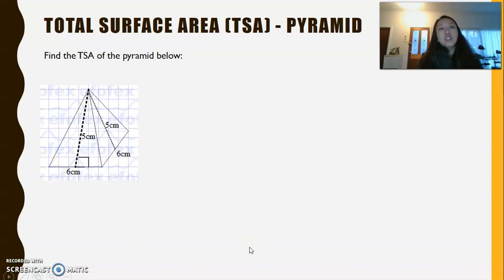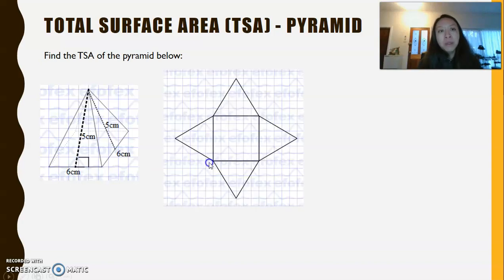To find the total surface area of a pyramid, there are many types of pyramid available, and I'm showing you the simplest one, which is a square-based pyramid. However, pyramids can have a rectangular base. It can have a triangular base. It works the same as well. If we look at the net of this pyramid, to find the TSA of a pyramid we have to find the areas of all the sides of the pyramid.